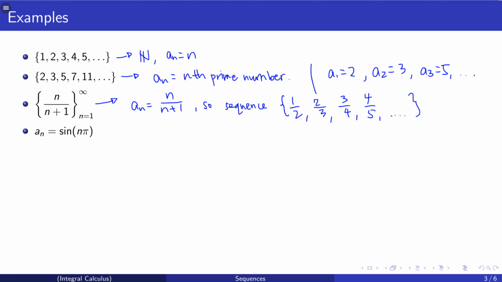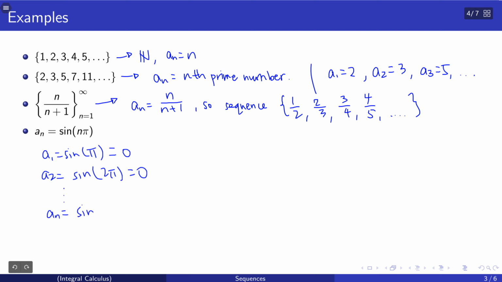And finally, you can have something like this with a trig function. If it doesn't say where it begins, like in here, then you can just assume it starts at n equals 1. So a1 equals sine of pi, which is 0. a2 equals sine of 2 pi, which is 0. And in fact, for any integer, sine of n pi is 0. So this is just a sequence of all zeros. Right? Not that interesting, but an infinite list of numbers nonetheless. So you are allowed to repeat numbers in here. The numbers in your sequence don't have to be distinct.